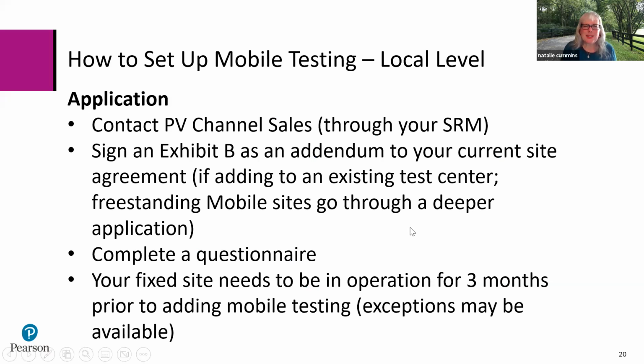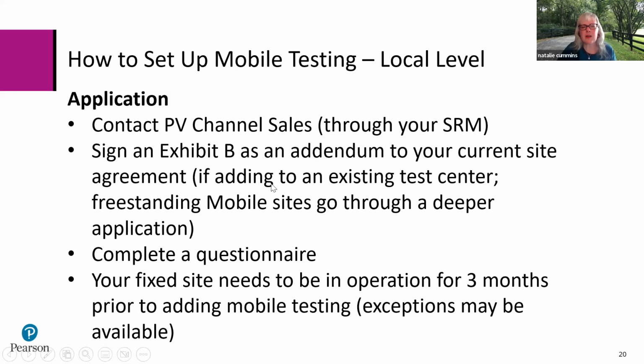Now we get into some of the nuts and bolts, the nitty-gritty. All right, so I'm going to take my time through this. There's a lot of text here. So the actual application, the first thing you would do is to contact Pearson VUE Channel Sales. And ideally, you would do this through your state relationship manager because they like to be informed. And then also they can make sure that this is approved through your state administrator.